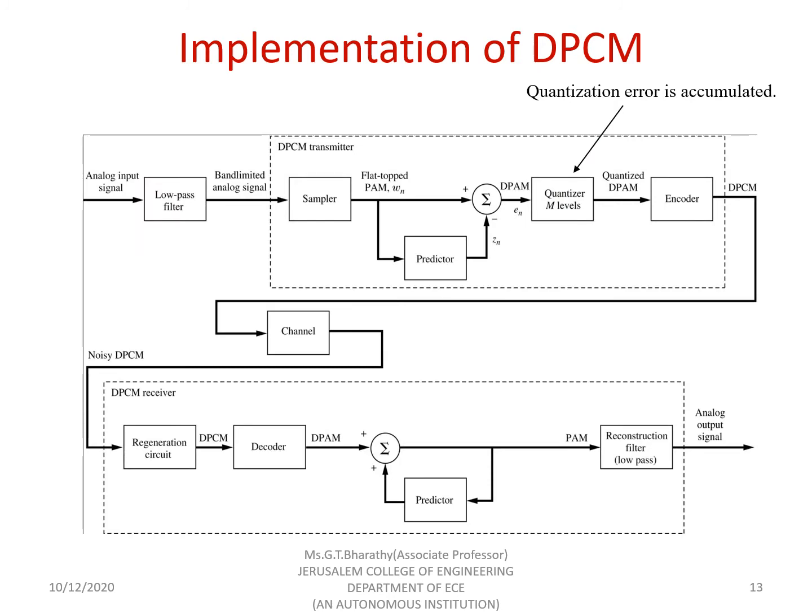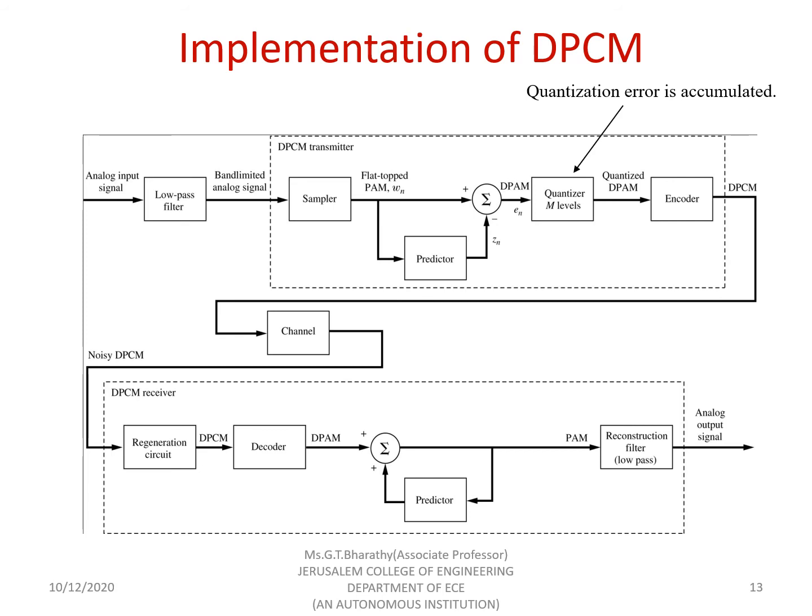You can see that the quantizer is available next to the predictor separately, where the quantization error will be accumulated. Whenever we say prediction, it will have some prediction error. Whenever we perform quantization, it will have its own error. That is, we are basically rounding off the amplitude. So definitely we will have some error, which we call quantization error. That quantization error is going to be accumulated.